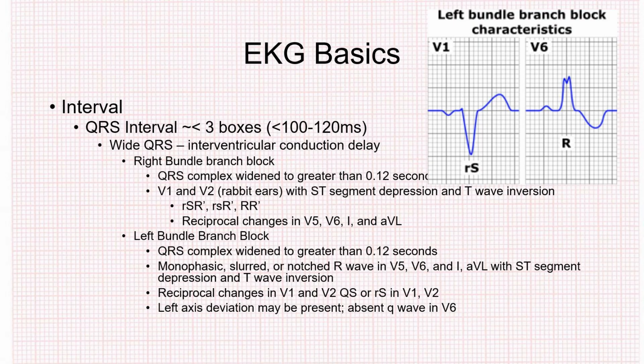So if your QRS is not greater than 120, if it's between 100 and 120 with these characteristic rabbit ears or slurred notched R wave in V6, this can possibly be an incomplete left bundle branch block or an incomplete right bundle branch block.